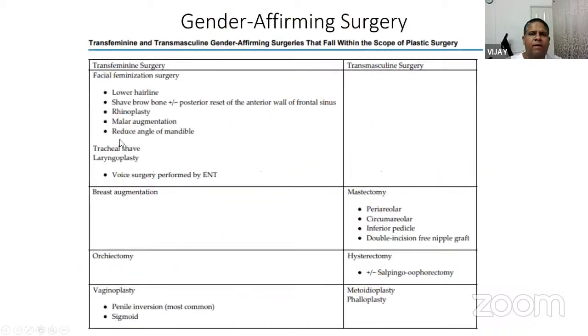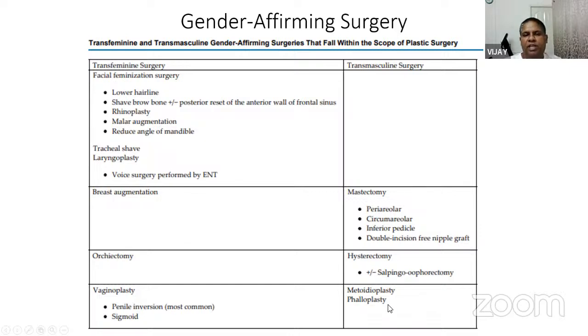Gender affirming surgery for trans masculine, that is, they were born as a female but identify as a male. One, mastectomy through any route, either a periareolar, circumareolar, inferior pedicle mastectomy, or a double incision mastectomy with a free nipple graft. Second, the genital should be removed, like the internal reproductive organs, like hysterectomy should be done along with the salpingo-oophorectomy, and the genital reconstruction should be done.